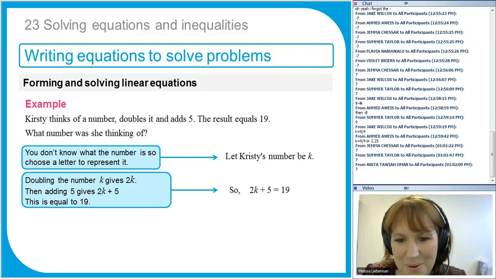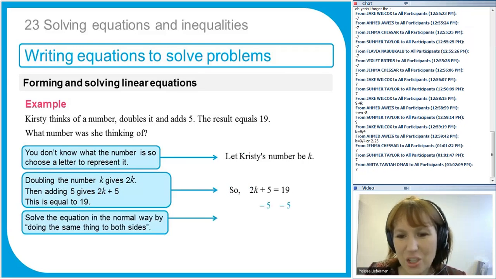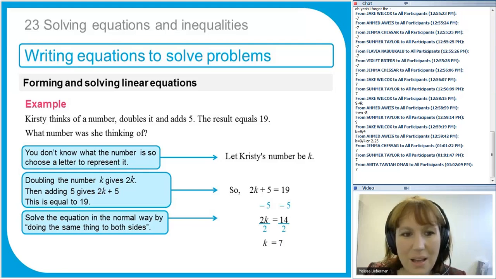Subtract 5 from both sides, just in the same way as we did before, 2k equals 14. Then, because this is 2k and we just want k on its own, we divide both sides by 2. That gives me k equals 7. So everyone that said 7, well done. Make sure it works. Double 7 is 14. 14 plus 5 is 19. So we got it. All right, I'm just starting with an easy one.